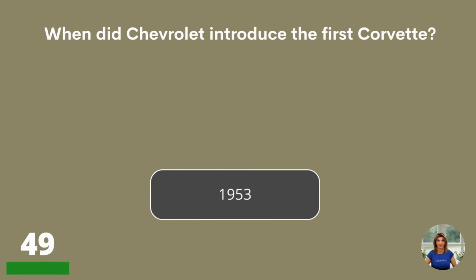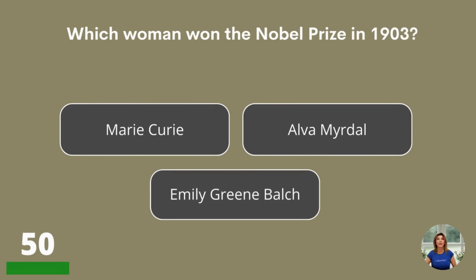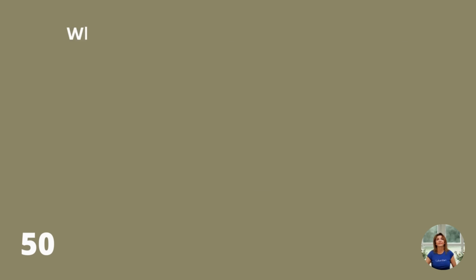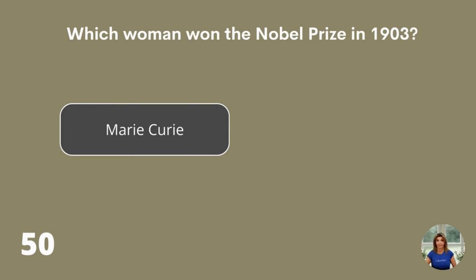Question 50. Okay, and let's move on to question 50. We're halfway through. Which woman won the Nobel Prize in 1903? Marie Curie, Alva Myrdal, or Emily Green Balch? Marie Curie.